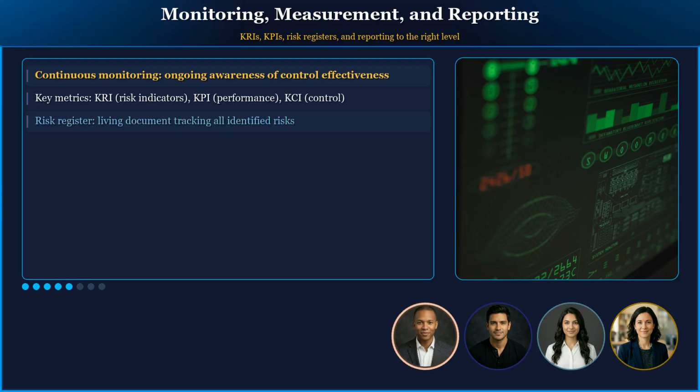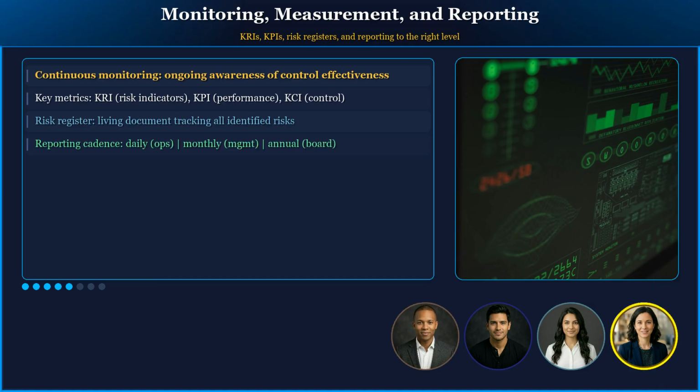Bella's point on monitoring connects directly to the risk register. In practice, the register is a living document, not a spreadsheet you update once a quarter. Every identified risk gets a row: description, likelihood, impact, current controls, residual risk level, owner, and review date. When the register stops being updated, the risk program is already failing. The document is the proof that management is actually engaged with risk, not just aware of it.